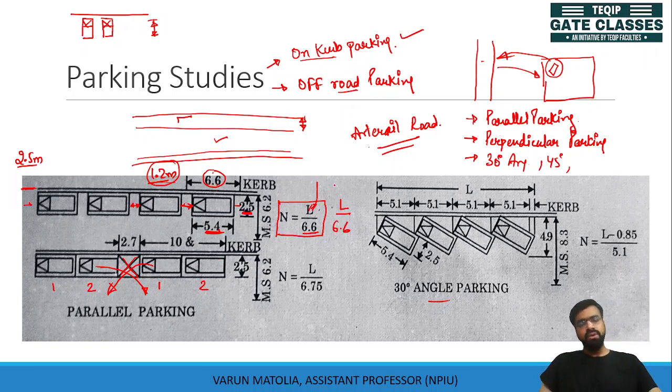But what you need to remember, the number of vehicles which can be parked in a parallel parking is equal to L by 6.6. This is an additional value. This you need not to remember.